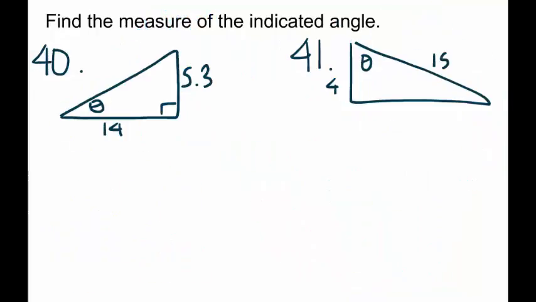40 and 41 are very similar, but since you are finding the angle, you will be taking the inverse of whatever. And they are still right triangles, so I can still do SOHCAHTOA.